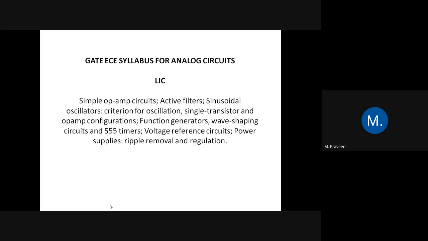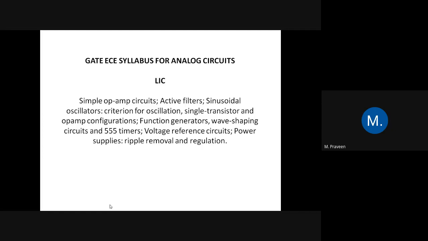Starting with LIC, the first topic is the op-amp, that is, operational amplifier circuits: the internal circuit diagram and the ideal characteristics, AC and DC characteristics. Active filters are the types of filters, which come under the integrator, differentiator, band pass filter, low pass, high pass, and band rejection filter. These are the topics that come under active filters.